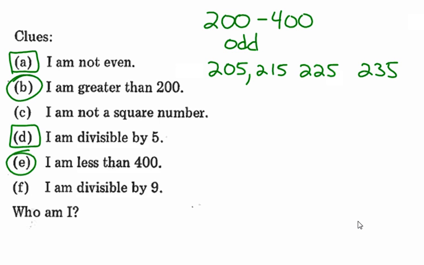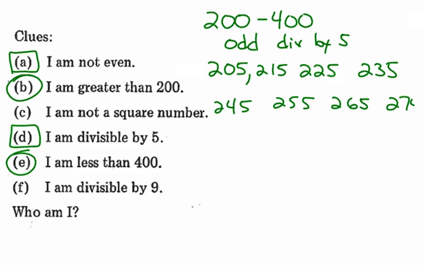So between 200 and 400, has to be an odd number, and then also divisible by 5. So this list got pretty small pretty quickly. So 235, then it's 245, 255, 265, 275, 285, and so on. So already we'll be able to get that list down, and then when you start checking off the ones that I am divisible by 9, then you should be on your way.